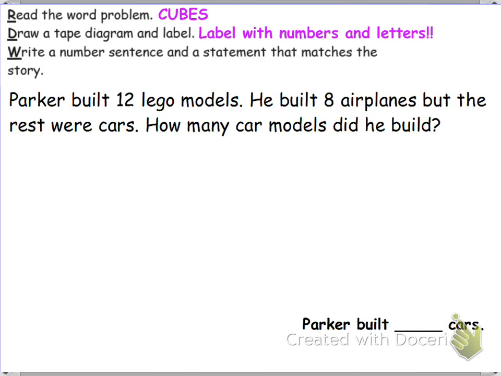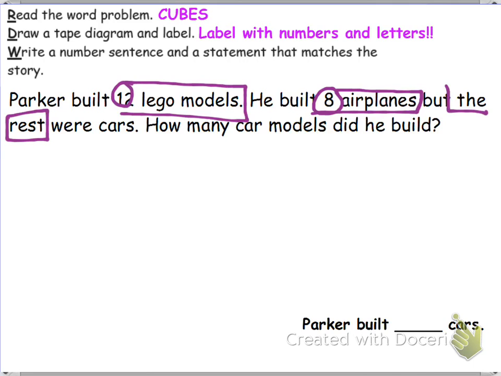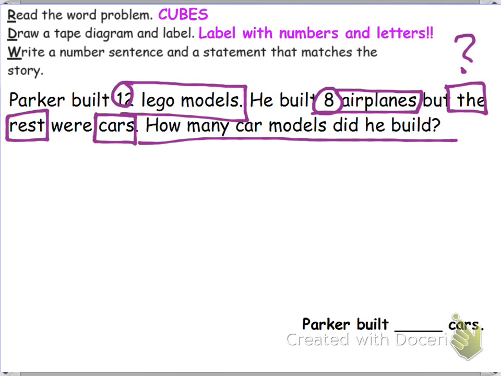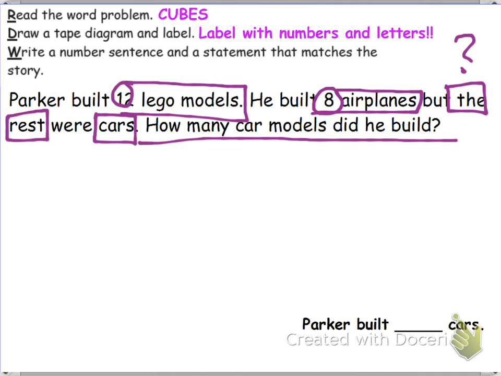This time I'm going to do cubes. Parker built 12 Lego models. He built 8 airplanes, but the rest, put a question mark, it doesn't tell us how many. The rest were cars. How many car models did he build? So now we just read, so I'm going to put a check. Oopsies. Put a check.